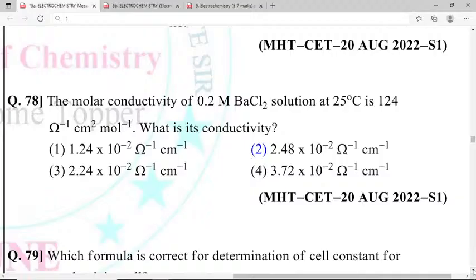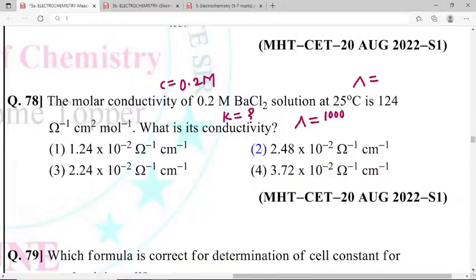The molar conductivity of 0.2, so this is 0.2 molar as concentration. 124 is the molar conductivity, so lambda is equal to 124. What is the conductivity? So K we have to calculate. So what is the formula? Lambda is equal to 1000 K by C. So how to calculate the K? K is equal to lambda into C whole divided by 1000. Substitute the values, we will get the answer 2.48 into 10 to the power minus 2.